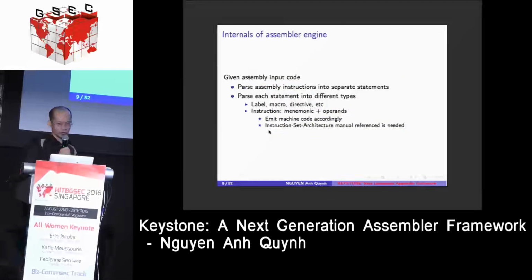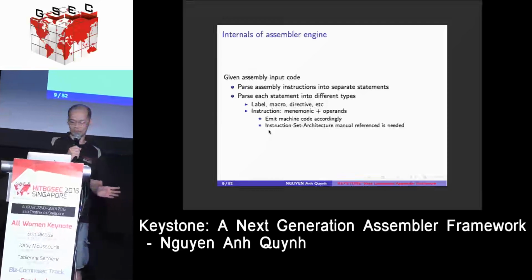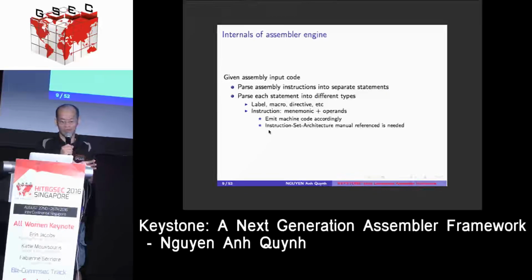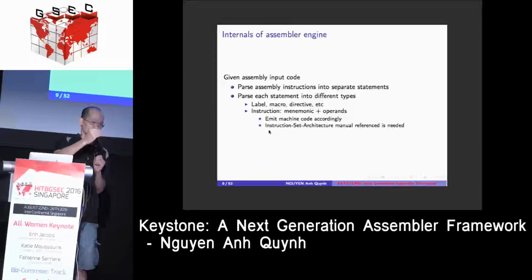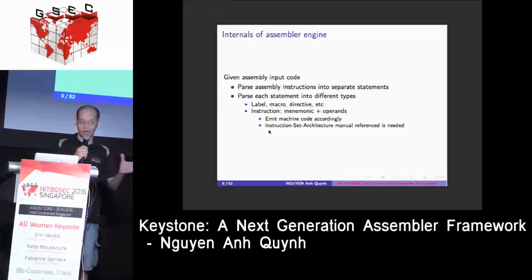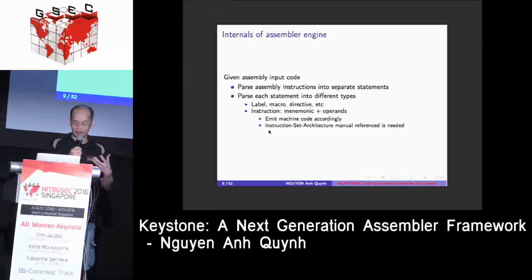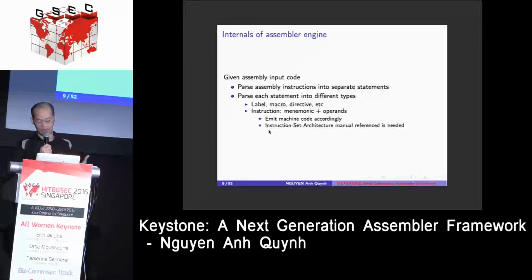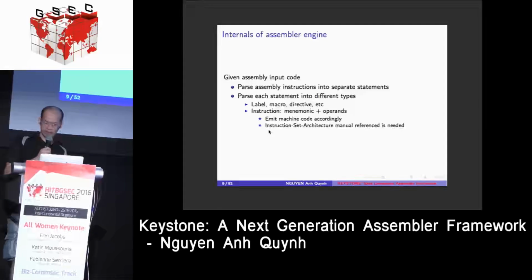Internally, all assemblers work in the same way. If you give the assembler some assembly instructions, it needs to parse the assembly into multiple statements. After that, the assembler compiles each statement into instructions. For that last step, compiling each instruction, the assembler needs to understand how to compile the input code into machine code, and you need to reference the CPU manual at this step.